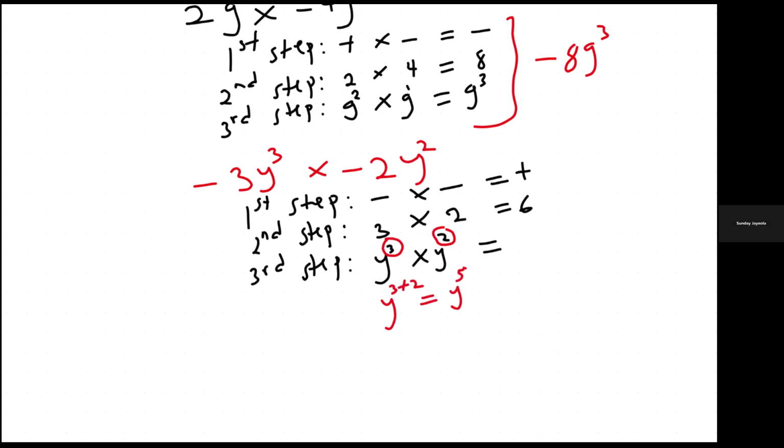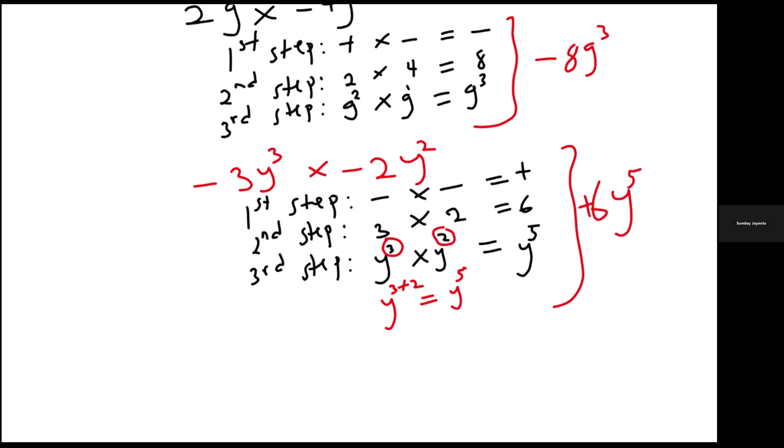So this becomes y raised to power 5. By implication, the multiplication of the two becomes positive 6y raised to power 5. It's going to be positive. But in this case people may get confused and put a negative in it.